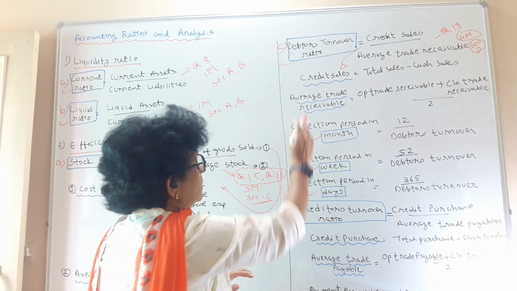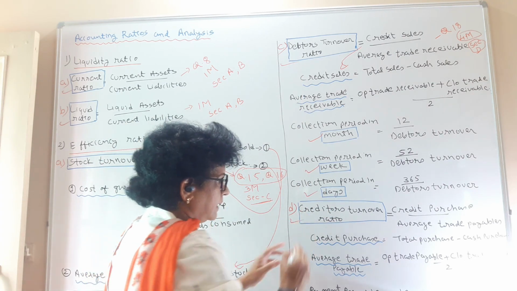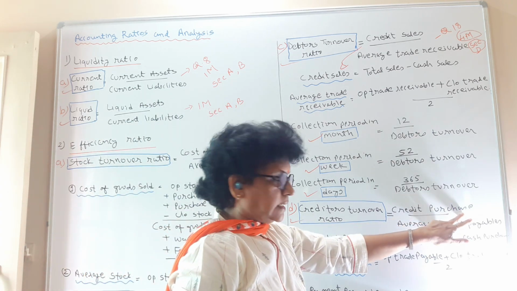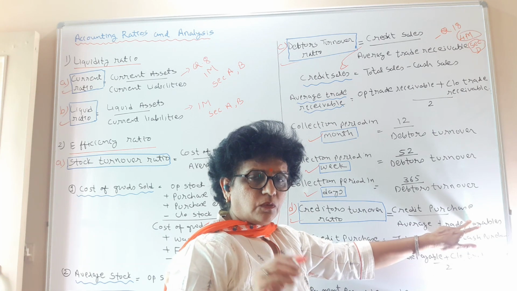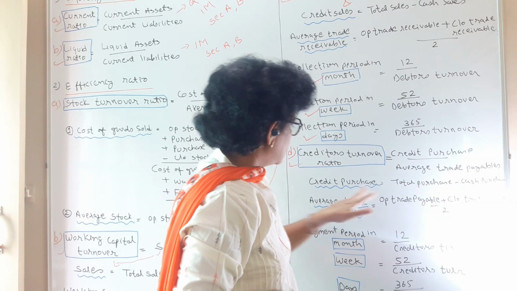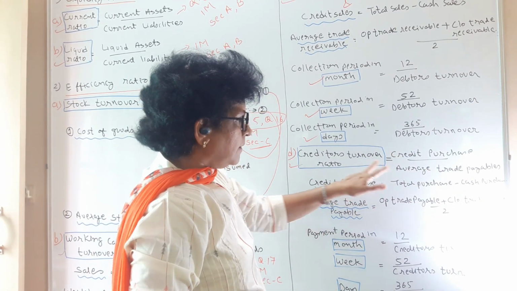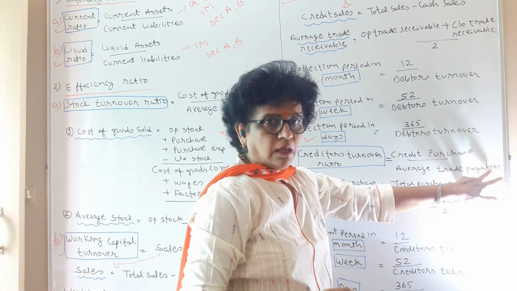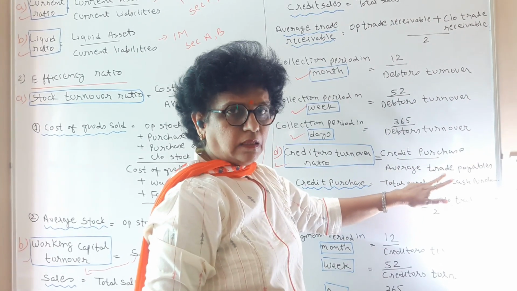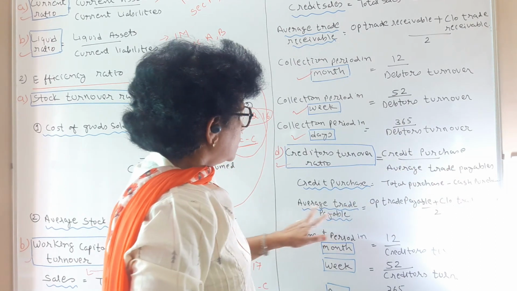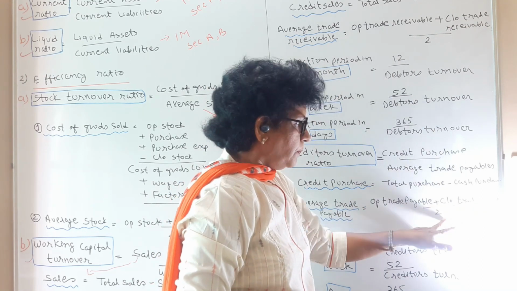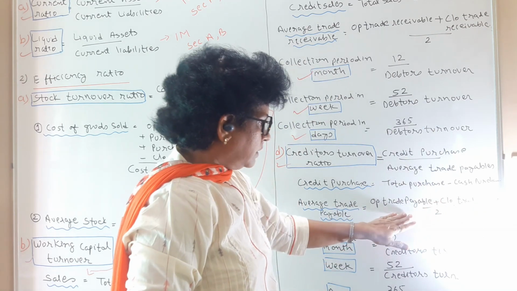The next one, similar to the debtors, is the creditors turnover ratio. Again the same, the credit purchase. So you need to know the credit purchase only. You have total purchase minus cash purchase, that will give you the credit purchase. Then the average trade payable. For the debtors we considered receivable. For the creditors we have to consider payable. So the average trade payable is opening trade payable plus the closing upon 2.